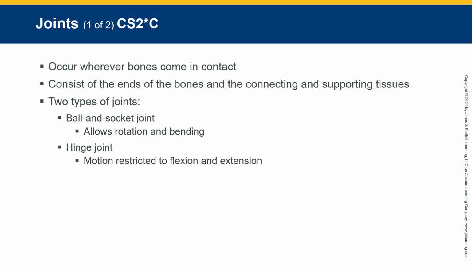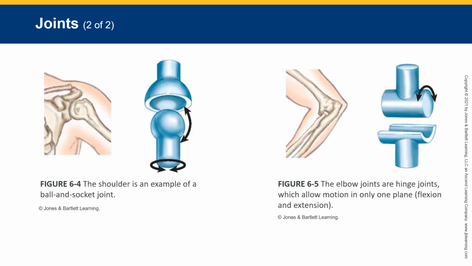Each joint has synovial fluid inside of it that keeps it lubricated and keeps it functioning well. Here's a picture of those joints and what they look like. You can see your ball and socket on the left and your hinge joint on the right.